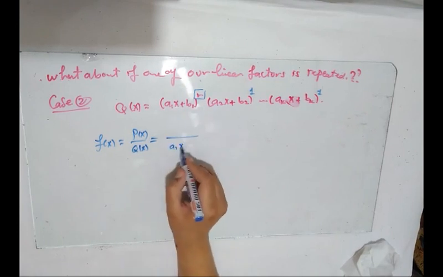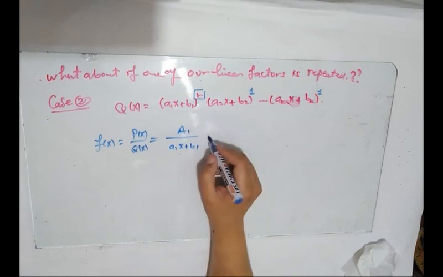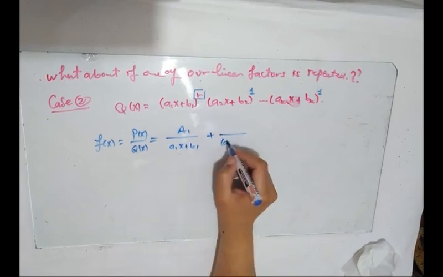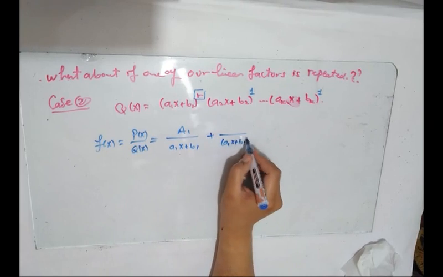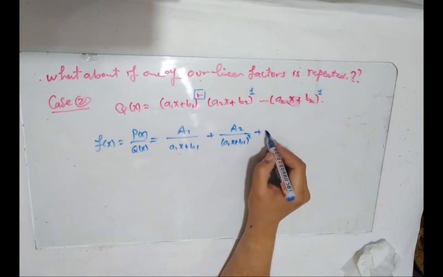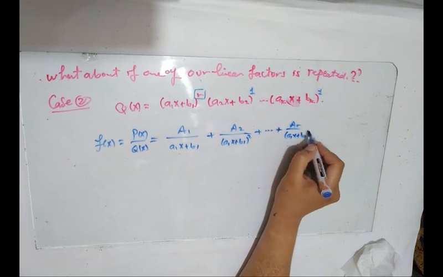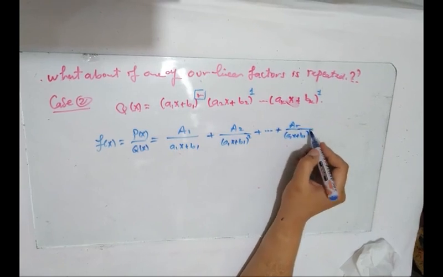This would be a1x plus p1. In the numerator we write a constant, and then here we'll have (a1x plus p1) squared, and here we'll have a constant, up to A_r over (a1x plus p1) all to the power r.